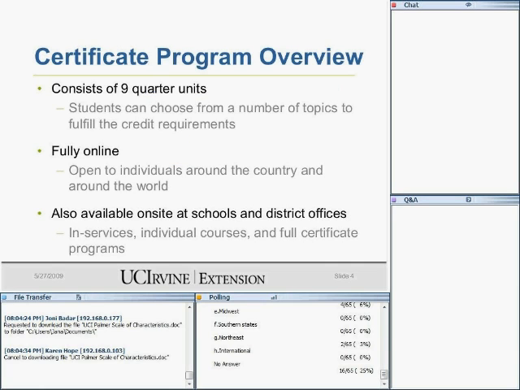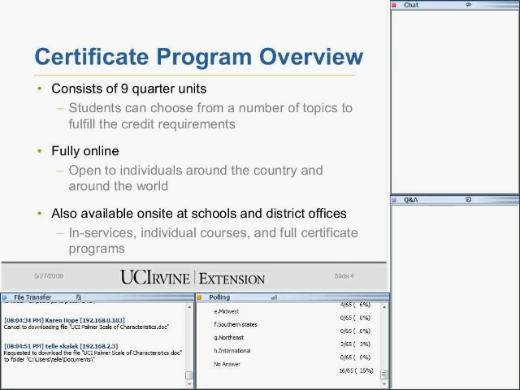All right, on to our certificate program overview. Our GATE program consists of 9 quarter units, and students can choose from a number of topics to fulfill the credit requirements. We do offer the Gifted and Talented Education Certification completely online, which allows us to offer it to individuals around the country and also around the world. We are also available on-site at schools and district offices. We can deliver in-services, individual courses, and the full GATE certification program right at your school.